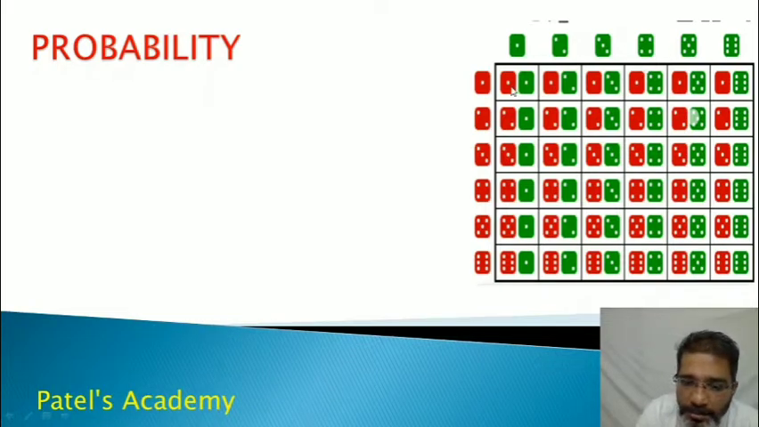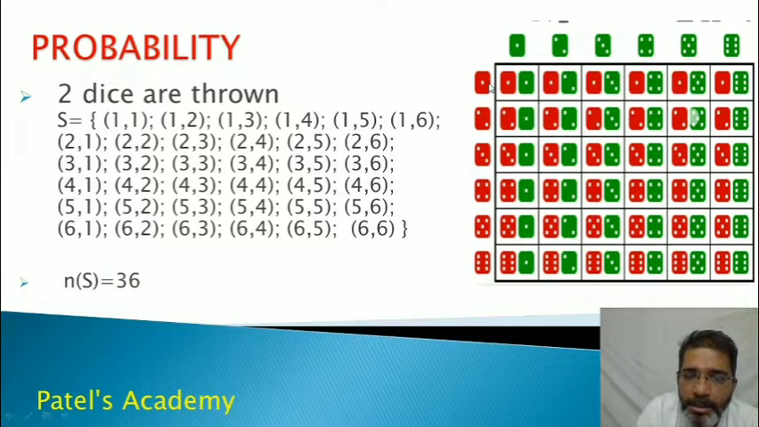How? Let's see. If I take the number 1 on the red die and 1 on the green die, I have the first option, that is (1, 1). If I take 1 on the red and 2 on the green, I have (1, 2). If I take 1 on the red and 3 on the green, I have (1, 3).